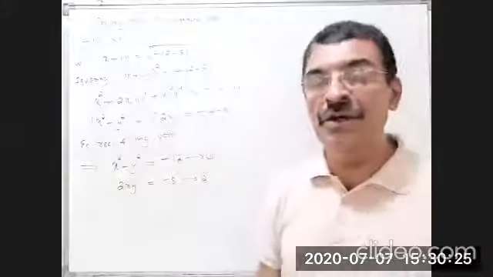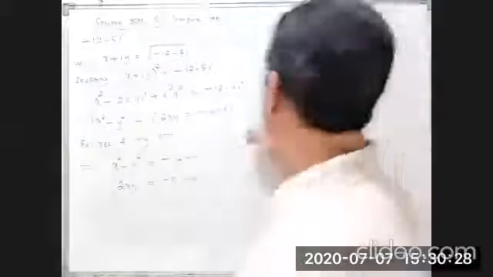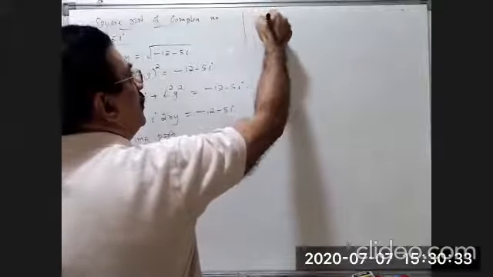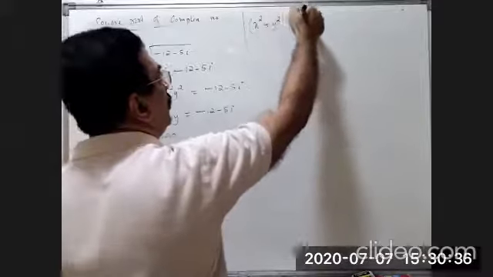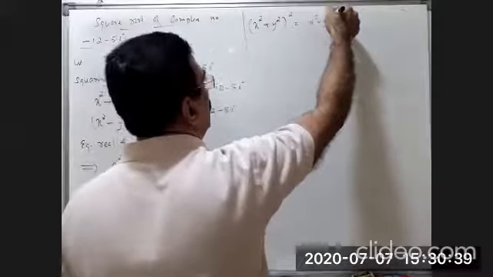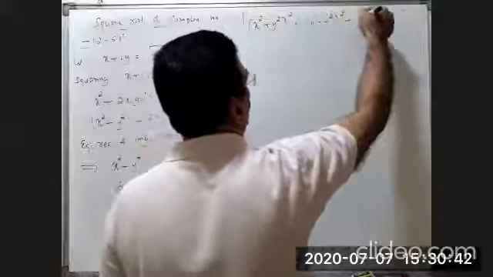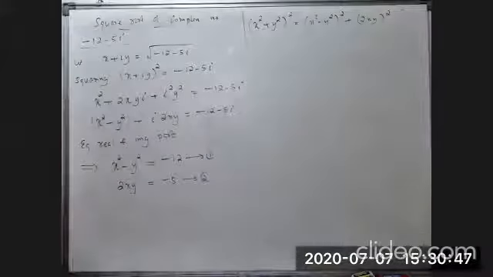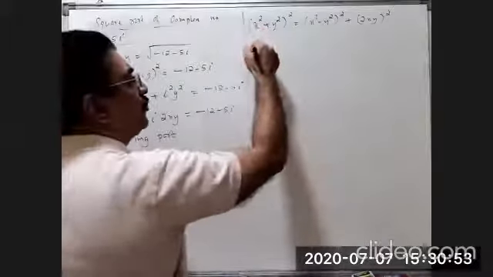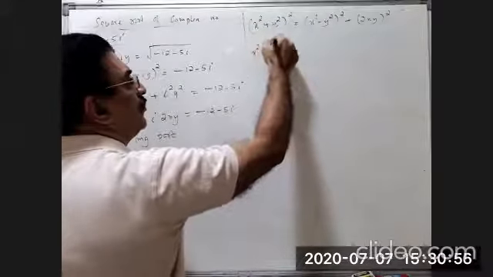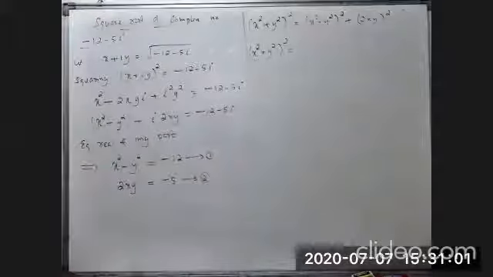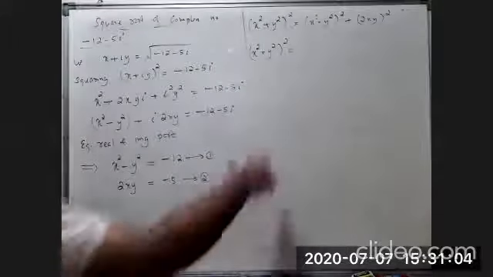Now, what is given in our notes? What's the next step? Use the identity. Which identity? x square plus y square the whole square equals x square minus y square the whole square plus 2xy the whole square. We have used the identity. x square plus y square the whole square is equal to x square minus y square the whole square plus 2xy the whole square.